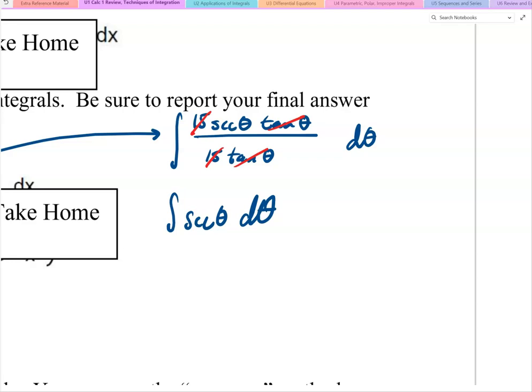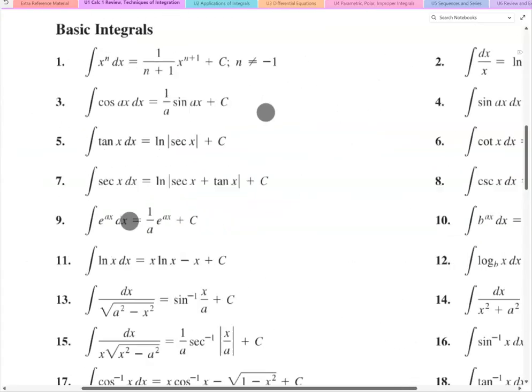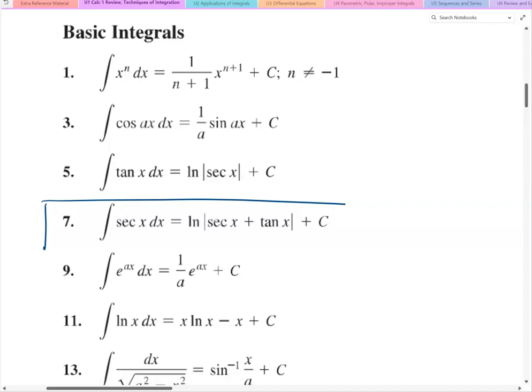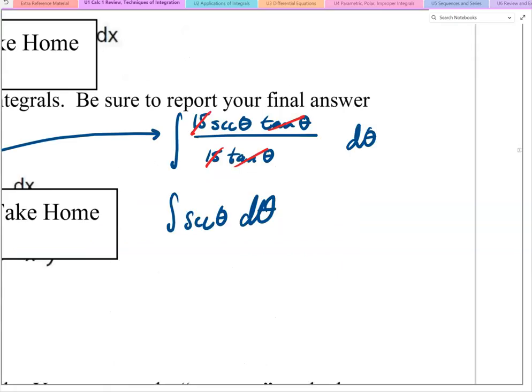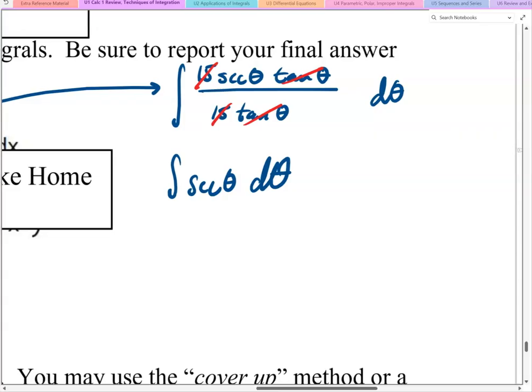Please remember that we know the antiderivative of secant squared to be tangent, but secant by itself is not quite that simple. So for this one, I'm going to refer back to the table of integrals, and I'll note that on number 7, we do have the antiderivative of secant provided to us. It's the natural log of the absolute value of secant plus tangent. It's a little tricky because it's not quite so obvious as one might hope.